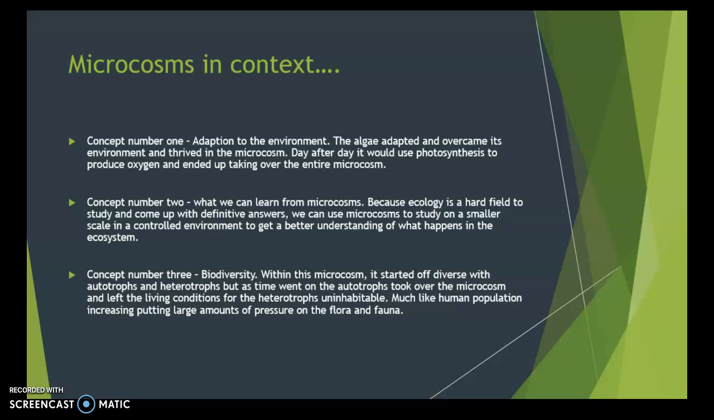Concept number 3 is biodiversity. Within this microcosm, it started off diverse with autotrophs and heterotrophs, but as time went on, the autotrophs took over the microcosm and left the living conditions for the heterotrophs uninhabitable. Much like human population increasing, putting large amounts of pressure on the flora and fauna because we overconsume and overbuild and take over everything. So biodiversity is kind of failing there.